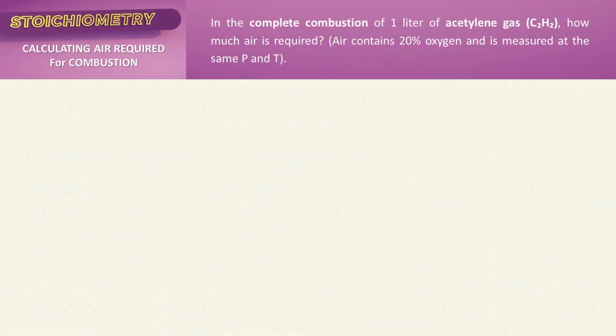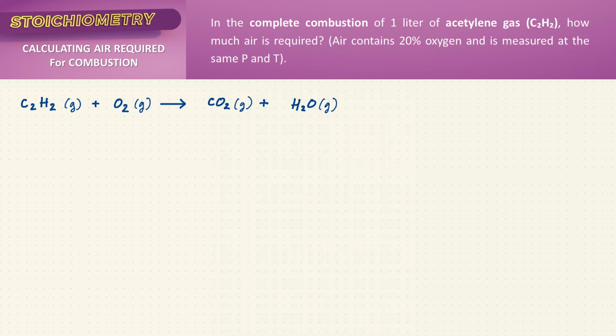To solve this problem, we need to write the combustion equation for acetylene. This step is to determine the coefficient of oxygen that reacts in the combustion process. Acetylene, C₂H₂, reacts with oxygen, O₂, to form CO₂ and H₂O. We need to balance this chemical reaction by checking the number of atoms on both sides.